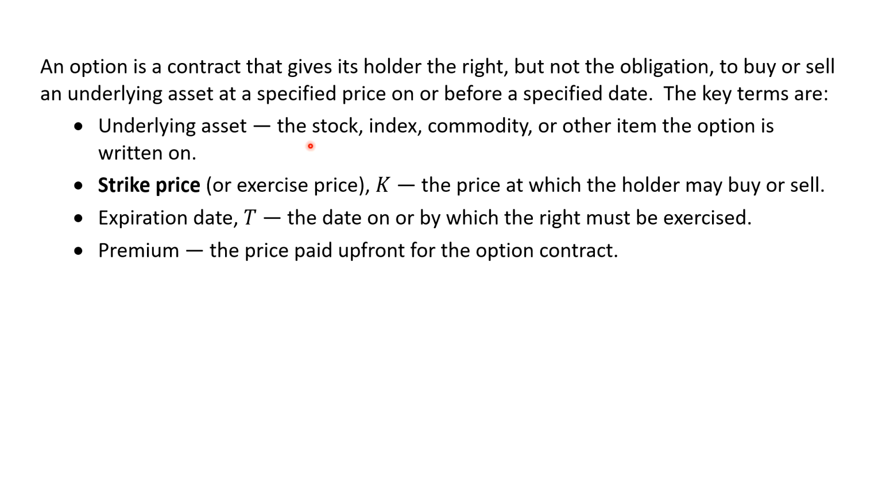The underlying asset, so the stock, the index, the commodity or other item the option is written on. Then the strike price or exercise price, we'll call that K, the price at which the holder may buy or sell. The expiration date, the date on or by which the right must be exercised. And then the premium, the price paid up front for the option contract. Okay, so these are the terms, and we'll use these as we describe the details of options on the following slides.